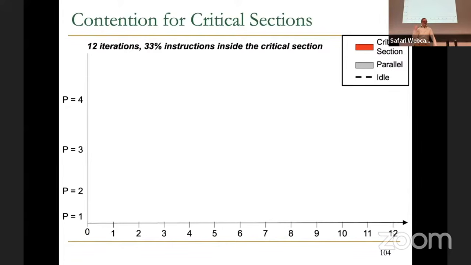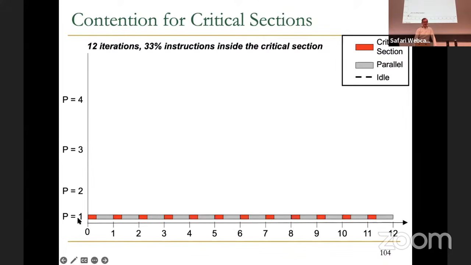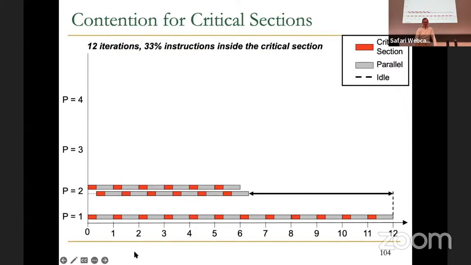Even though you may not have exact numbers, you may reason about things. For example, let's take a look at a code that has 12 iterations, and 33% of instructions are inside a critical section, which is where only one thread can be in the critical section. That's all you need to know to look at this. If you execute this code in one processor, P equals 1, the execution looks like this. The critical section is the red part.